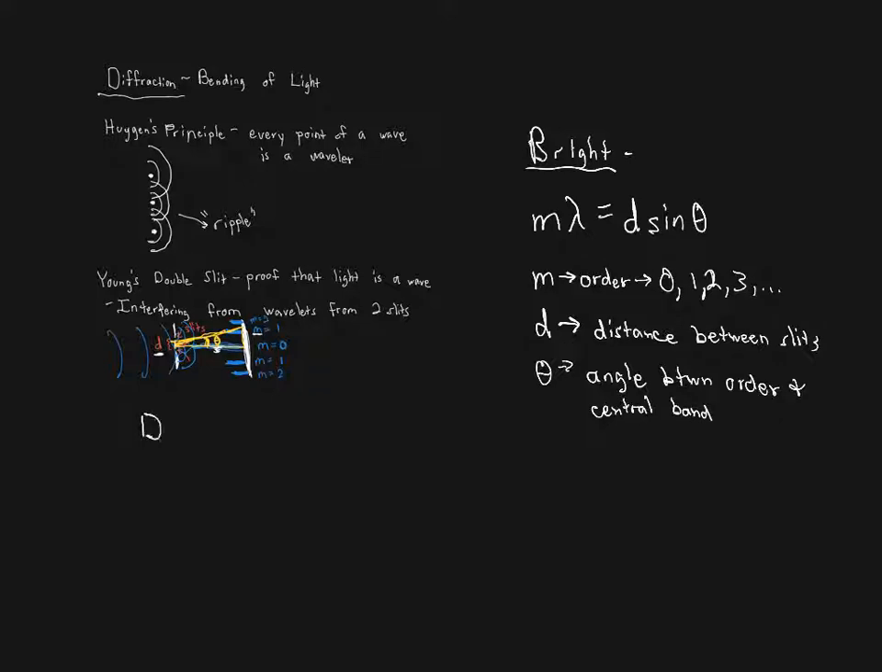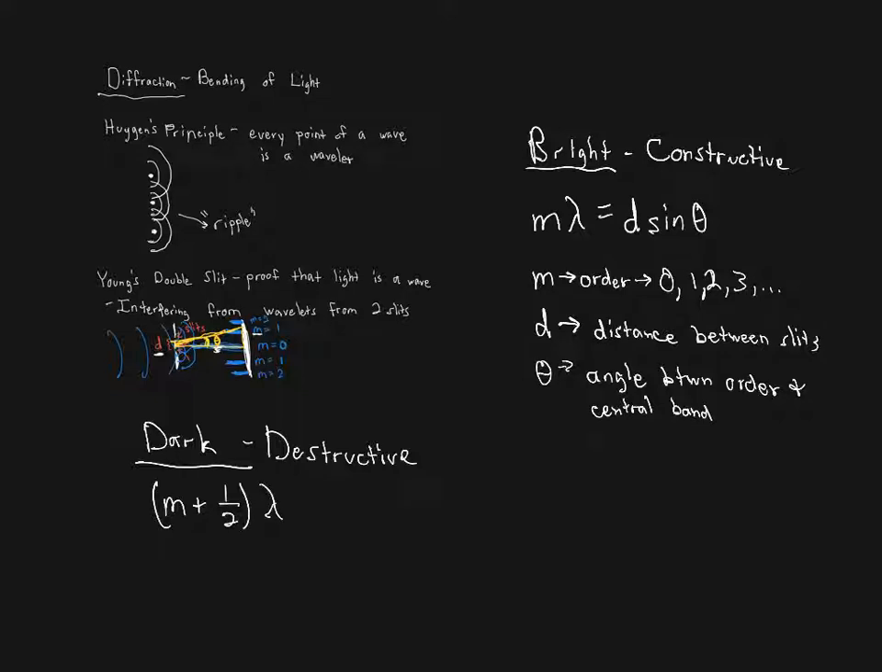We also have destructive interference. So these bright bands represent what we call constructive. And then we'll have dark bands that represent destructive interference. So that's where you're not going to have light combining together to give you bright stuff. You're going to have actual darkness. And the dark bands, we can predict where those are with a similar equation: (m plus 1/2) times lambda is equal to d times sine of theta.